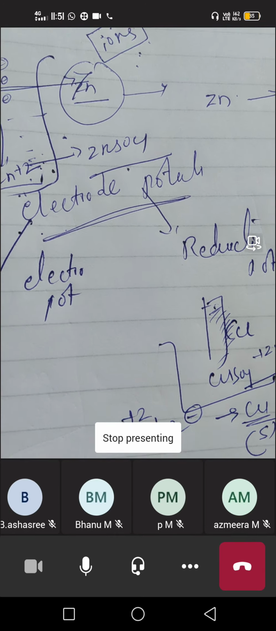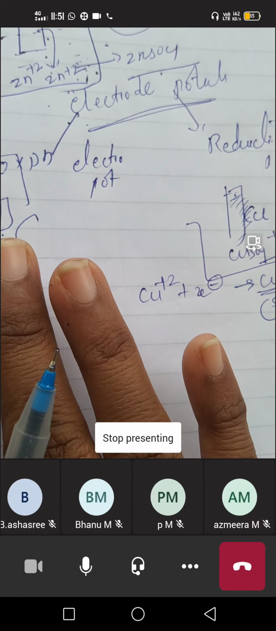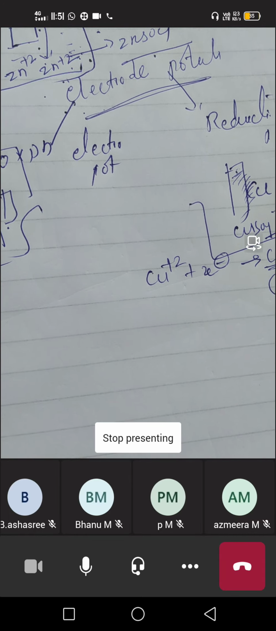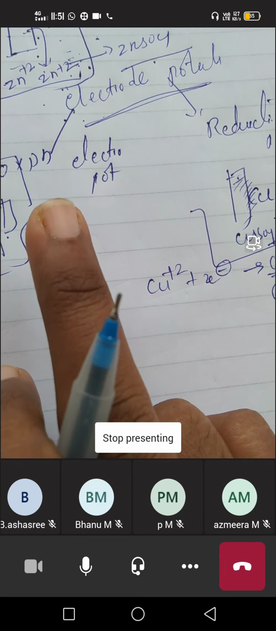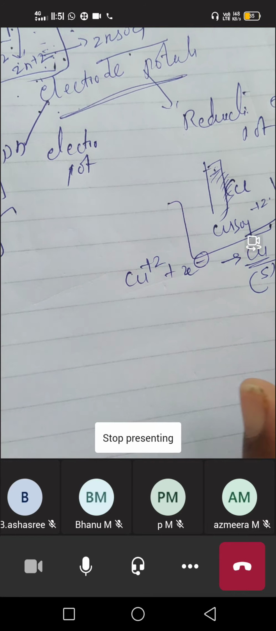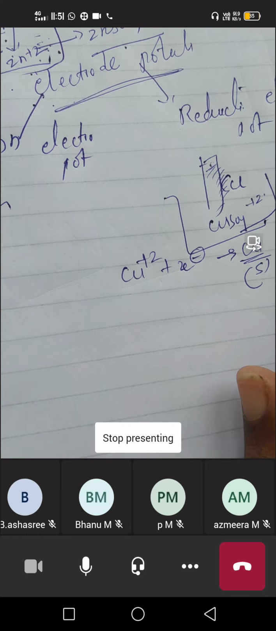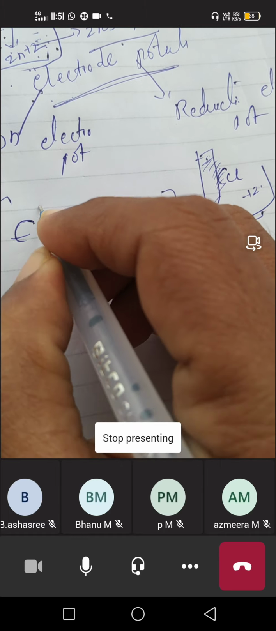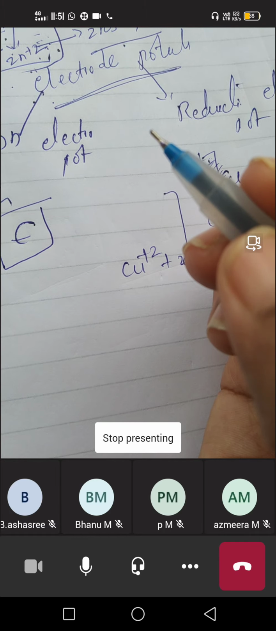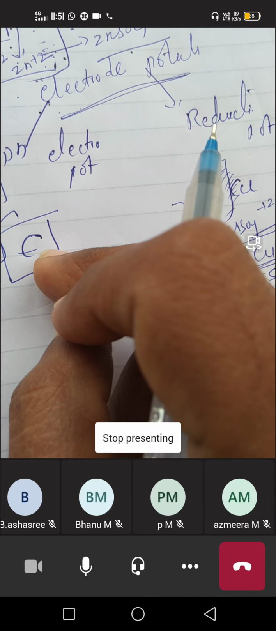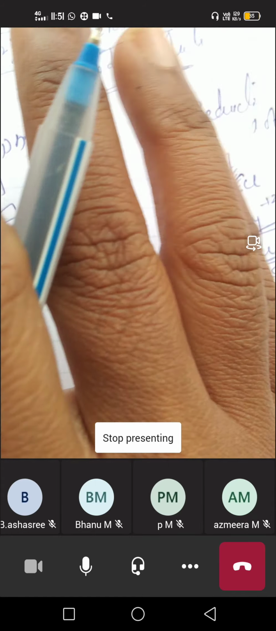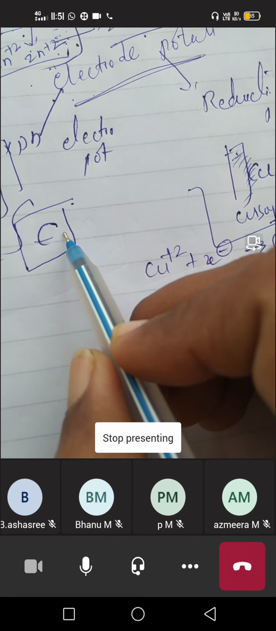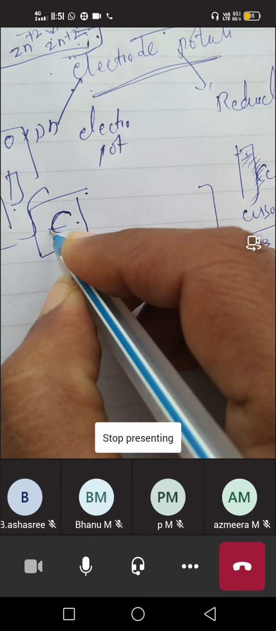So now we know that there are two types of electrode potentials, that is oxidation electrode potential and reduction electrode potential. The electrode potential corresponding to oxidation is called the oxidation electrode potential. If the electrode potential comes from reduction, it is called the reduction electrode potential. Whatever the electrode potential, either oxidation or reduction, it is denoted with the alphabet capital E. So this is normal E.